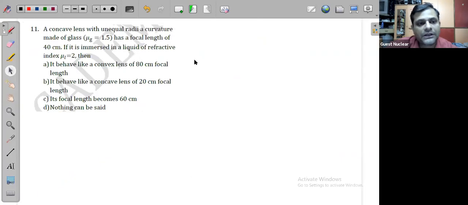A convex concave lens with unequal radii of curvature of glass has focal length of 40 centimeter. Okay, if it is immersed in liquid of refractive index 2, then will it behave like a convex lens or like a concave lens, or what focal length you have to find out. Okay, so this is an important numerical actually. Just focus on this numerical, how it is to be solved.